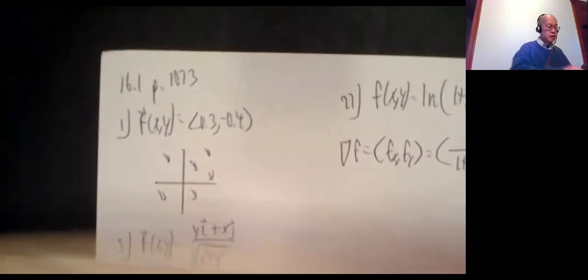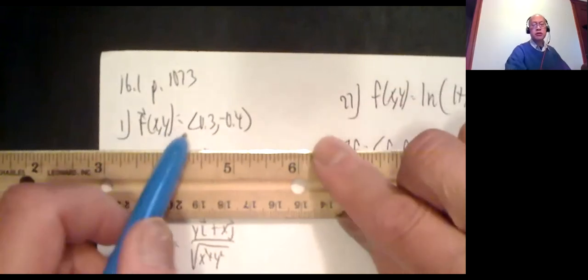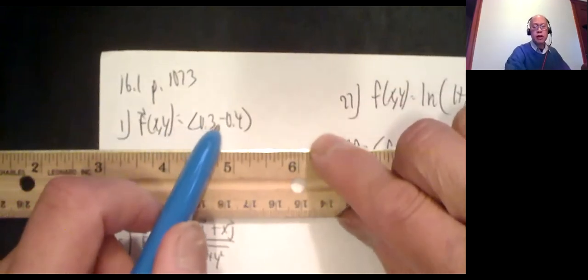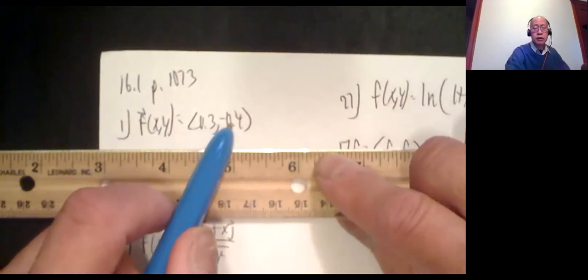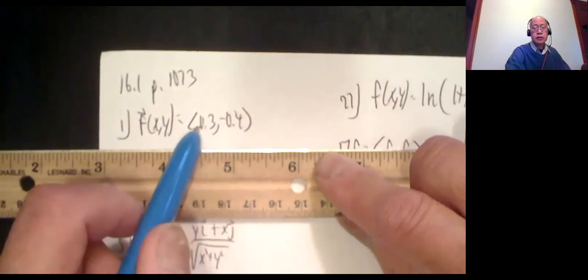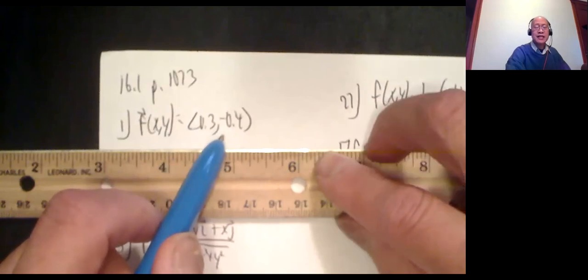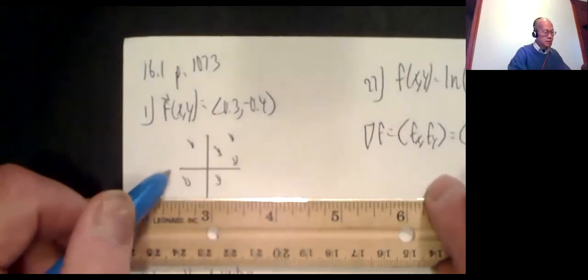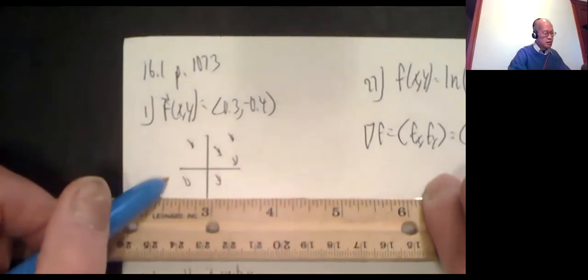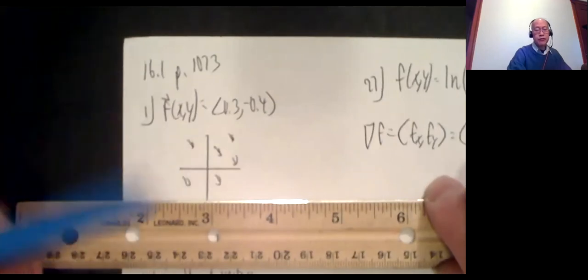Okay, number 1. This is the easiest one, I think. F of x, y is <0.3, -0.4>. That's a constant vector. It doesn't change no matter where you are. Okay. So that's 0.3 units to the right, 0.4 units down, and that's the same vector no matter where you are in the xy plane. So there it is. I just drew some of them like that. Okay. So that's a pretty easy fluid flow.